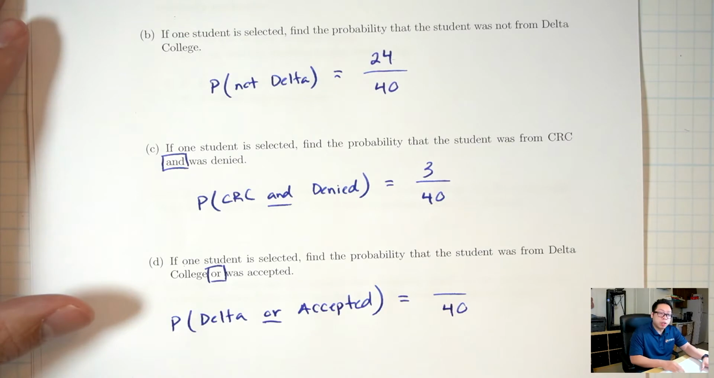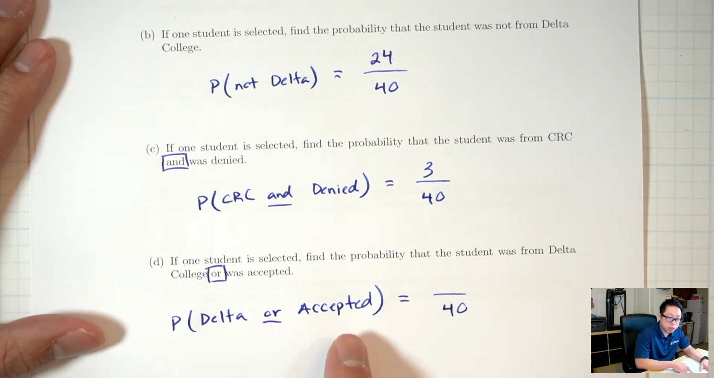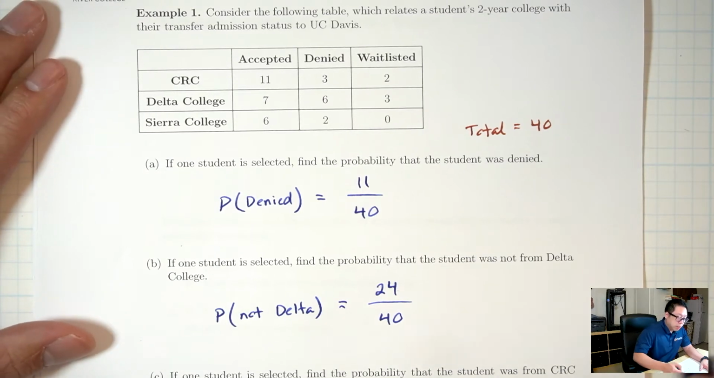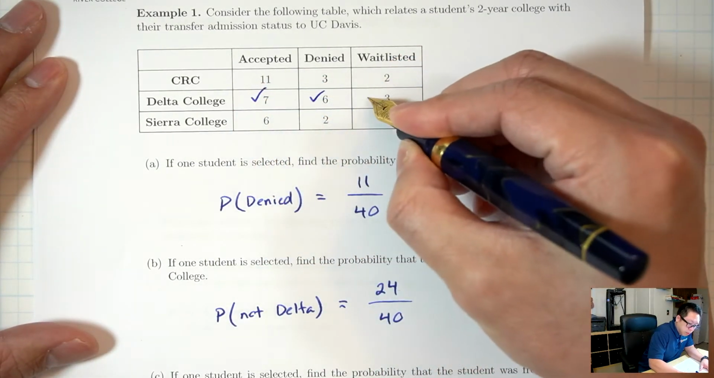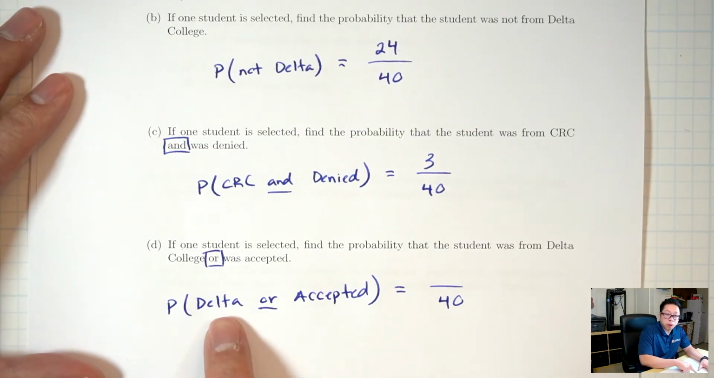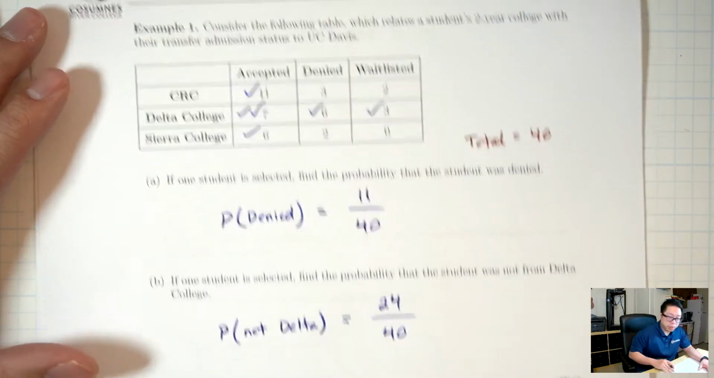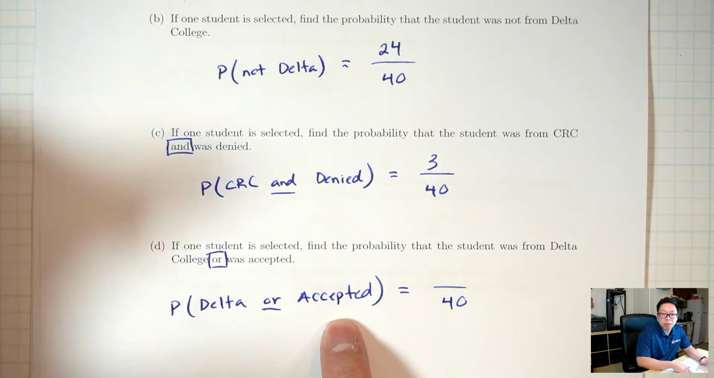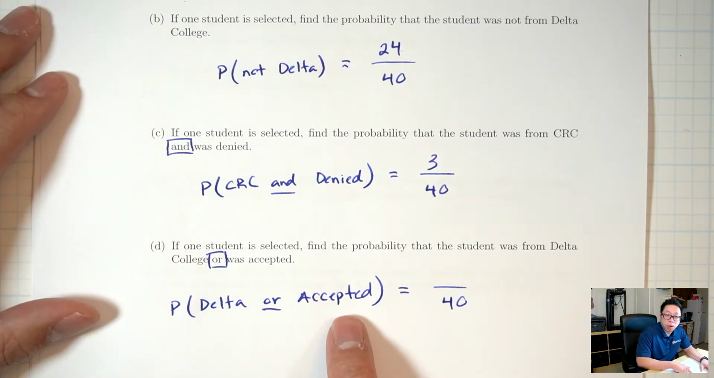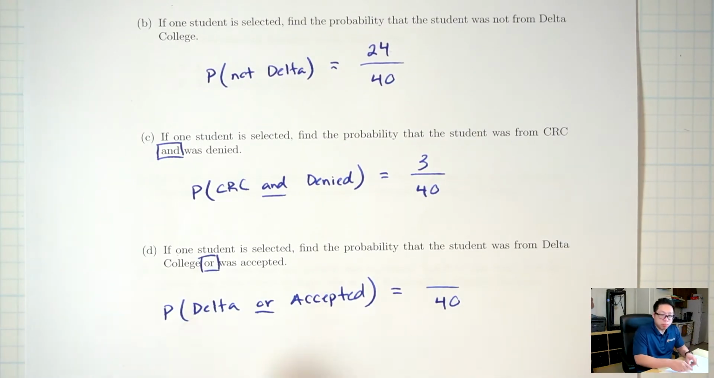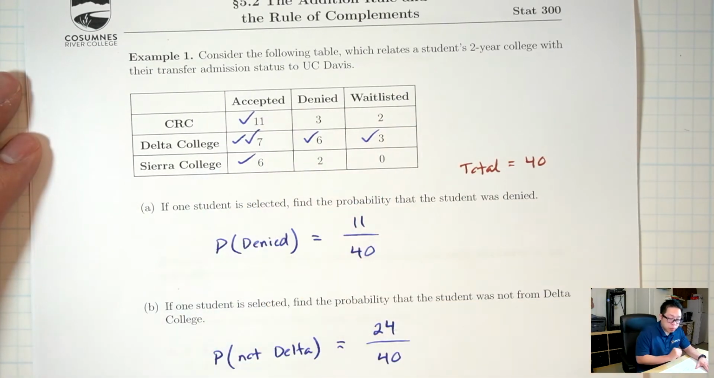Which people would satisfy Delta or accepted? I don't have to satisfy both requirements, just one of them, or both of them if I want. All of these Delta numbers would work because they satisfy the first requirement. And all of the accepted numbers would work because they satisfy the second requirement. They don't have to satisfy both requirements at the same time, just one of them. Think of or as taking these two groups and dumping them together, combining them. So it would be these numbers, the ones that are checked.